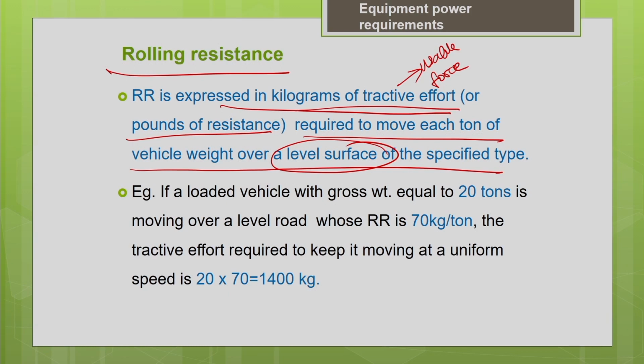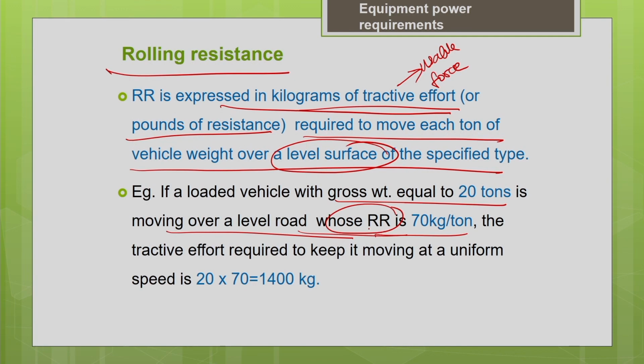Say for example, you have a loaded vehicle, its gross weight is equal to 20 tons. It is moving over a level road whose rolling resistance is given as 70 kg per ton. This rolling resistance value you can get from the literature for different types of haul routes: properly maintained earthen roads, poorly maintained earthen roads, concrete roads, asphalt roads, and for different types of mounting of machine. If it is rubber tire mounted, for different inflation pressures, what is the rolling resistance value? You can get it from the literature. So, I have given it to you directly here for this particular problem.